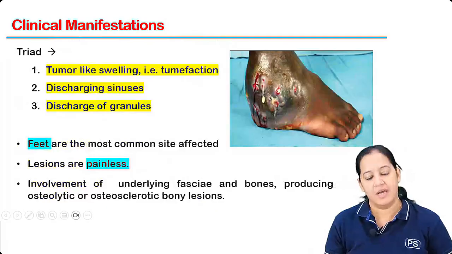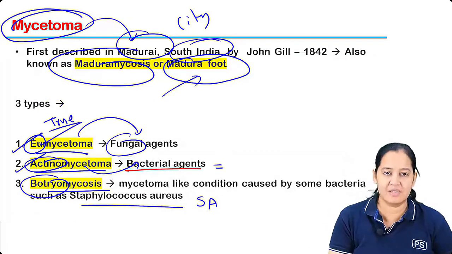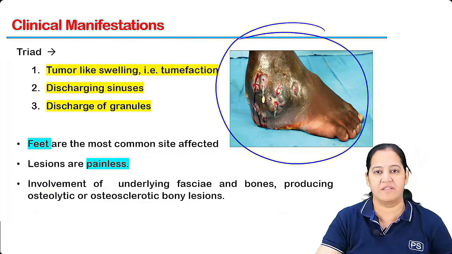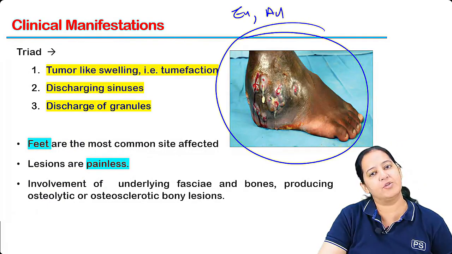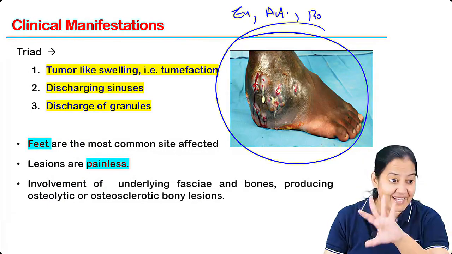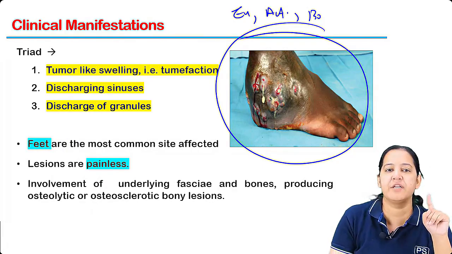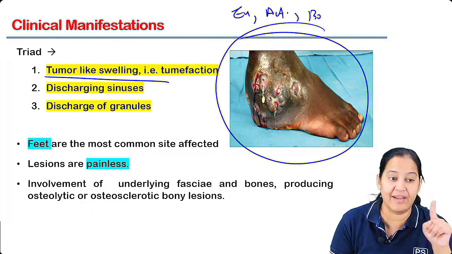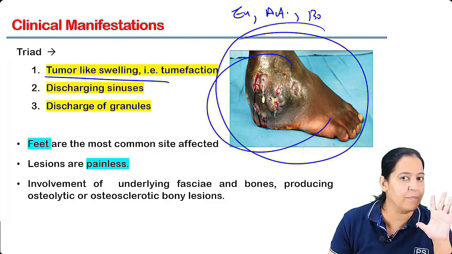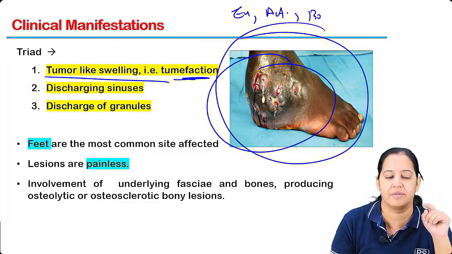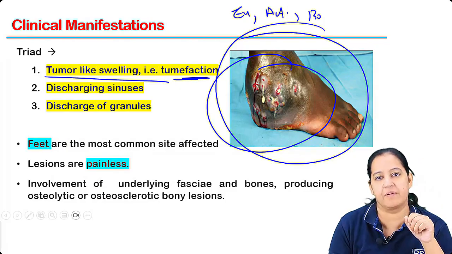Now what is the claim? Whether it is this or this or this, the presentation is a triad. Whether it is eumycetoma, actinomycetoma or botryomycetoma, the clinical feature is the same. It's a triad. So the patient has a tumor-like swelling. I'm saying tumor-like, not a tumor. It looks like a tumor, but it is not a tumor. It is a misnomer. It is known as tumefaction. Got it? Number 1.